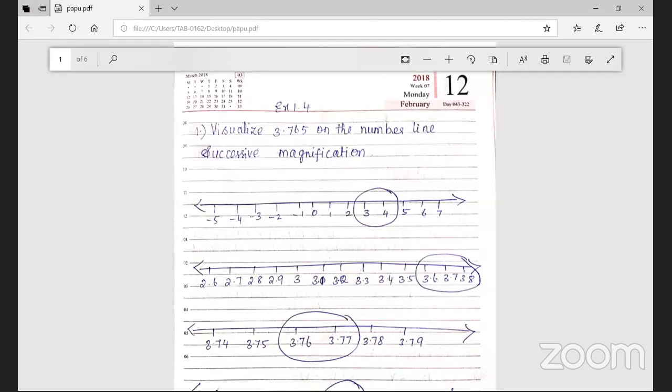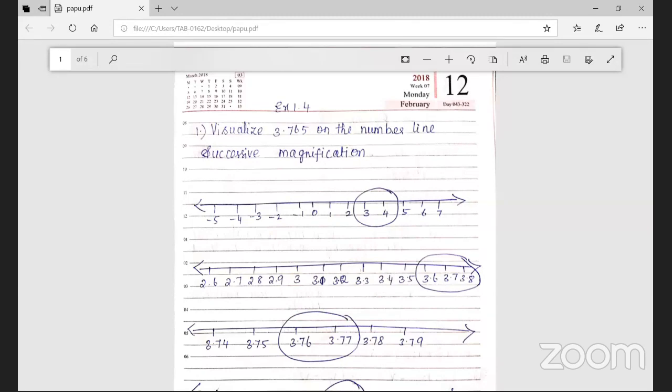Now, Keetanashri, I'm unmuting you. Terminating and non-terminating. Terminating means the remainder will be 0. Non-terminating.